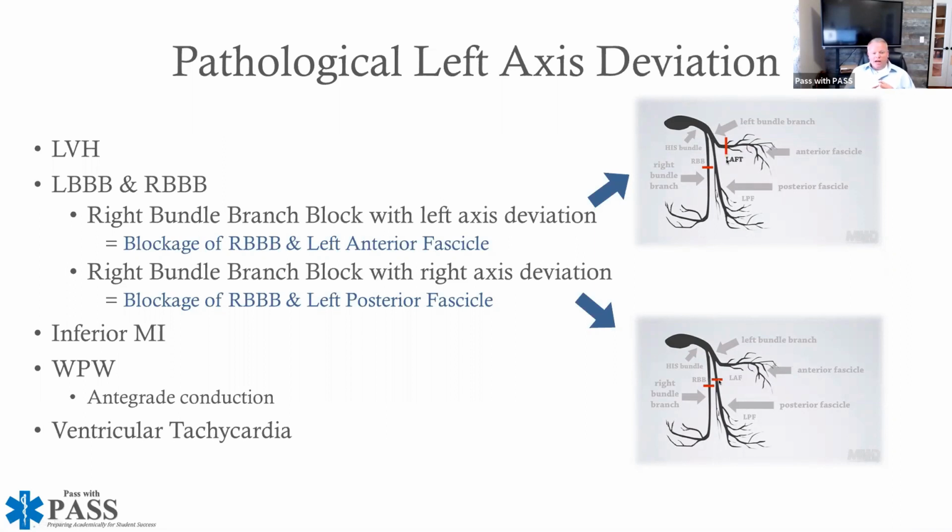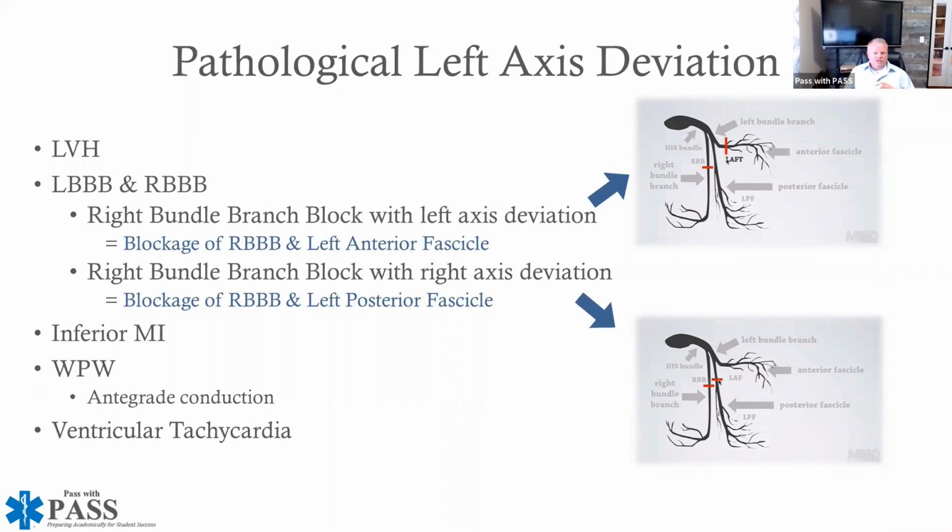And if I put a blockage there, then it's going to give me a right bundle branch block with the left anterior fascicle block. And the right bundle branch block with right axis deviation is on the left posterior fascicle. So it just further dives down as to where the blockage may or may not be.